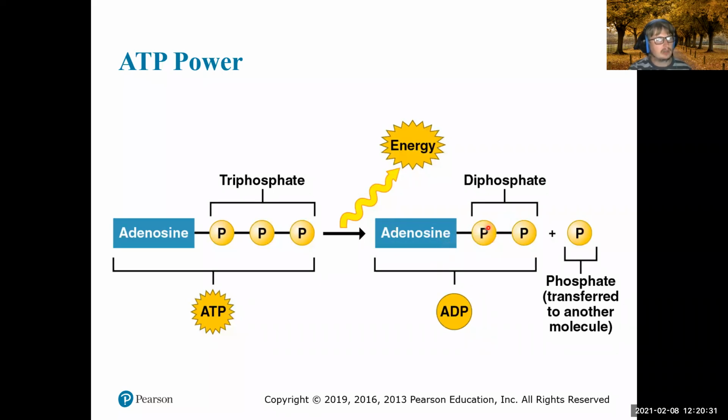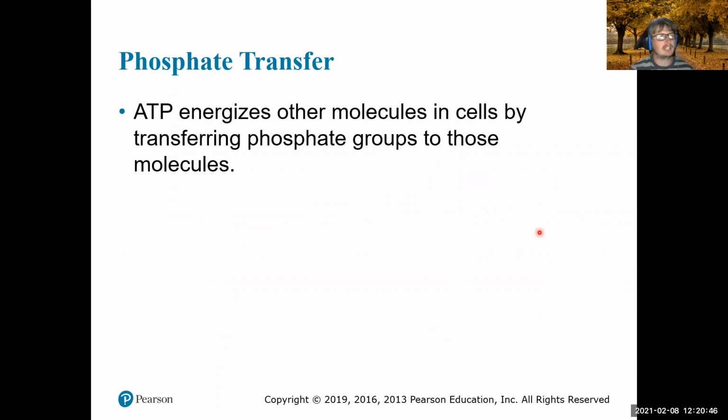And so then that ADP molecule can later on, under cellular respiration, have a phosphate group attached back to it in order to make it another ATP molecule. And so that phosphate transfer is where that energy is stored and then released. And so ATP energizes other molecules by transferring that third phosphate onto the molecules they're going to energize.